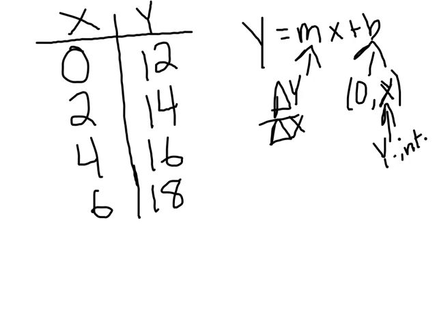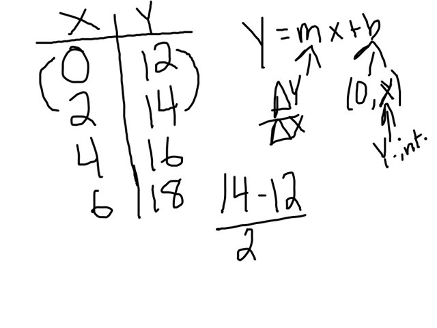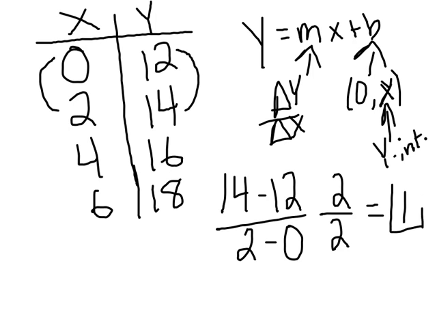If I have this table, to find slope, I need to find the change in y divided by the change in x. So I have 14 minus 12 divided by 2 minus 0. 14 minus 12 is 2. And 2 minus 0 is also 2. 2 divided by 2 is 1. So I have a slope here of 1.